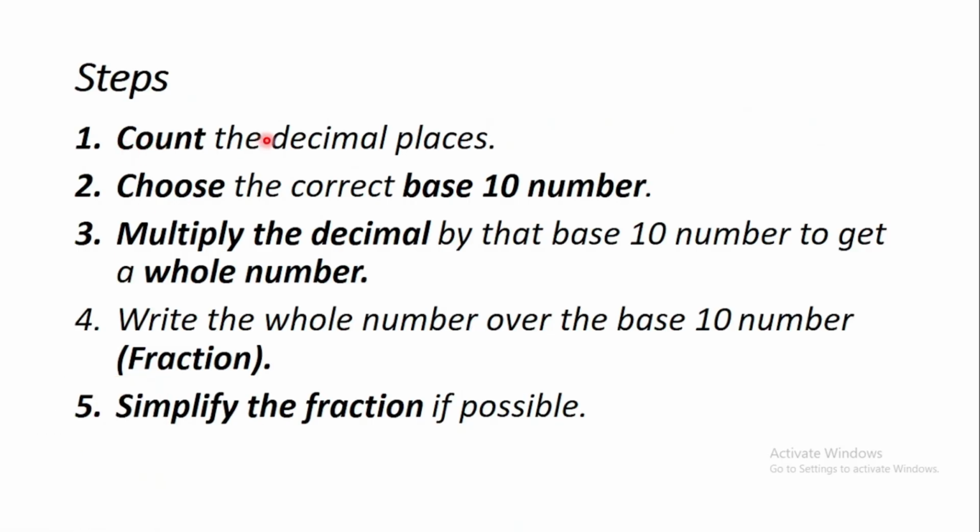First, count the decimal places. Step 2, choose the correct base 10 number. Step 3, multiply the decimal by the base 10 number to get a whole number. Step 4, write the whole number over the base 10 number, and that means to write it as a fraction. And step 5, all we have to do is simplify the fraction if possible. So just 5 steps, and you're going to see how we use these 5 steps.